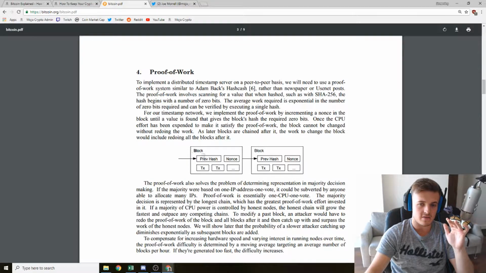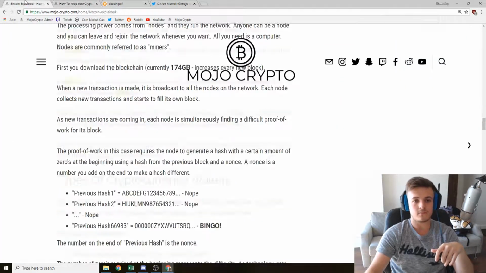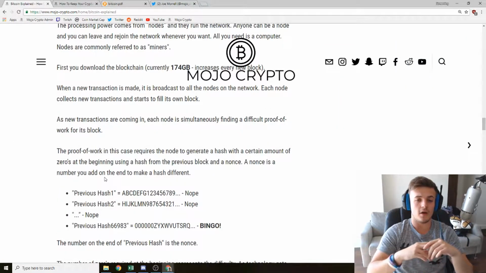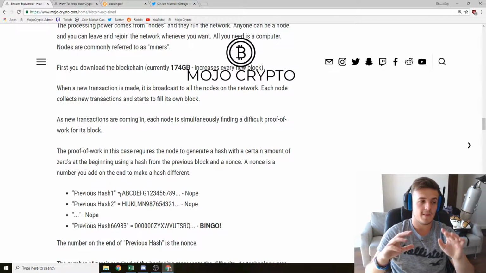So you've got the diagram here, you've got the block, you've got the transactions coming in, you've got the hash, and you've got the nonce. So we're going to explain all of these now. The proof of work in Bitcoin's case requires the node to generate a hash with a certain amount of zeros at the beginning, using a hash from the previous block and a nonce. So a nonce is a number you add on the end to make a hash different. So that's a bit baffling. Don't worry, I'm going to explain it.